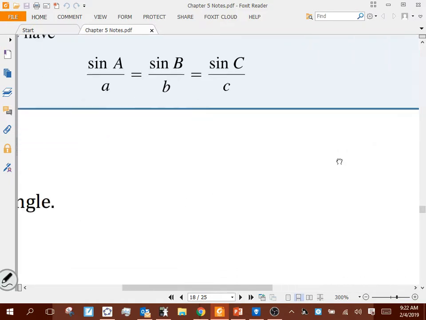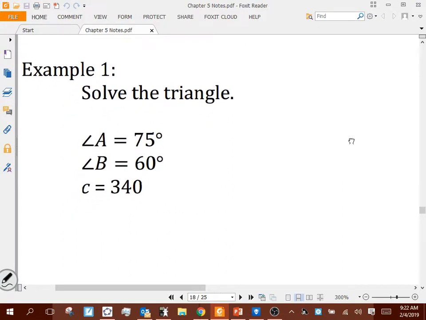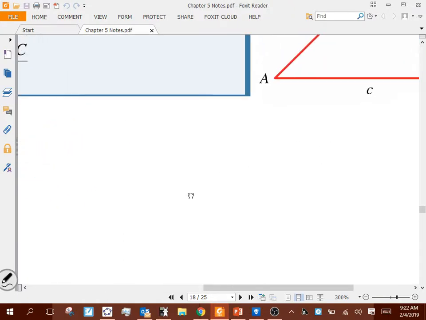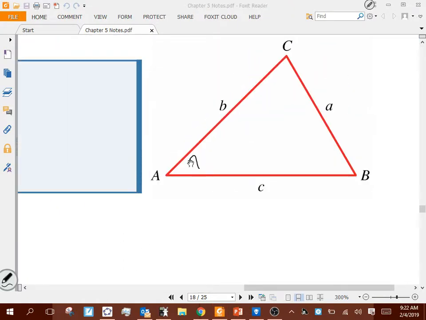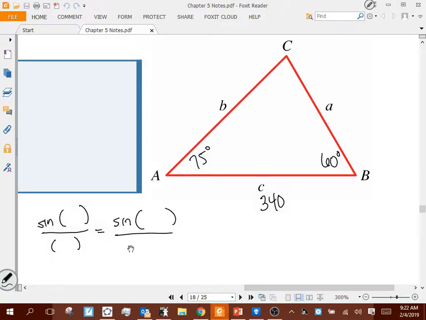Okay, so I'm not going to redraw that triangle again, but we've got this triangle here with angle A, B, and distance C. Okay, so A was 75, B, let's say it was 60, and C is 340. Okay. So what I'm going to try to do here is, I know I've got a law of sines formula that says I'm going to take the sine of something over something equals the sine of something else over something else.